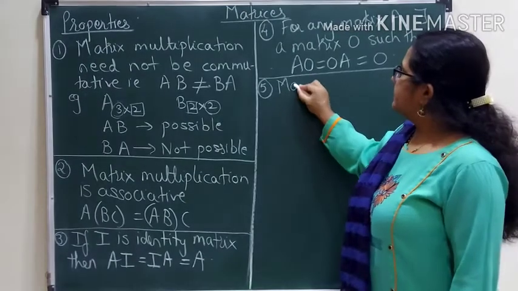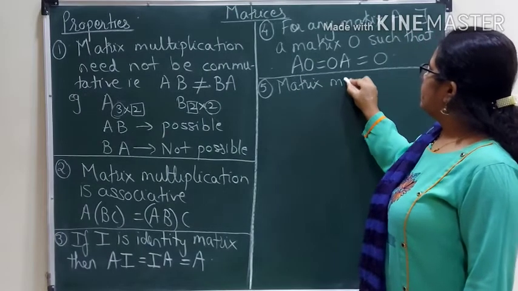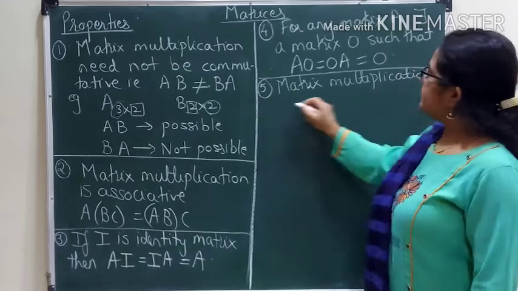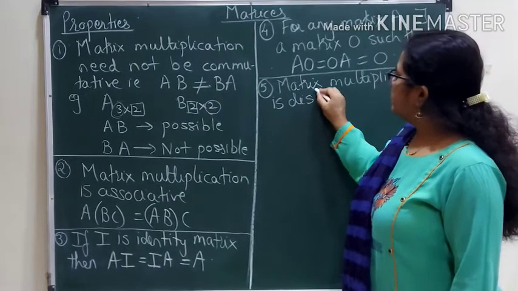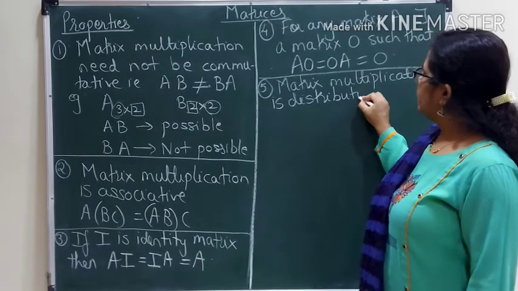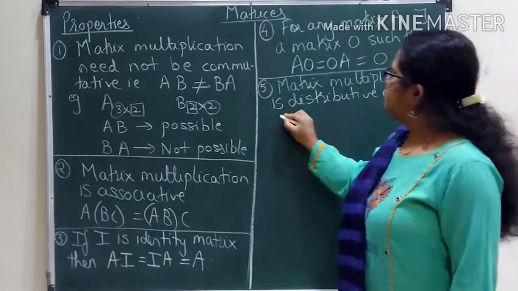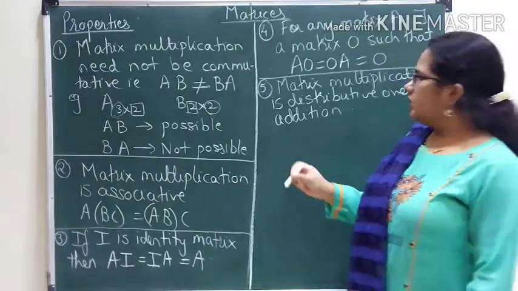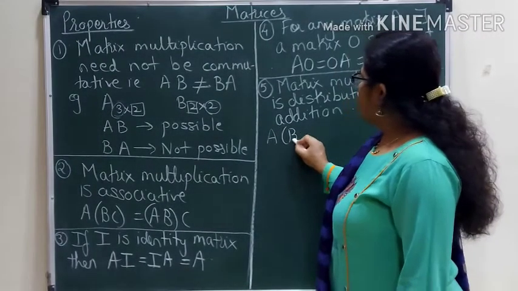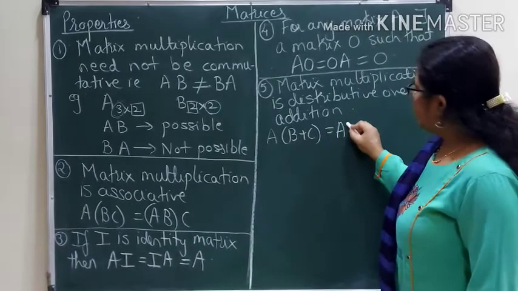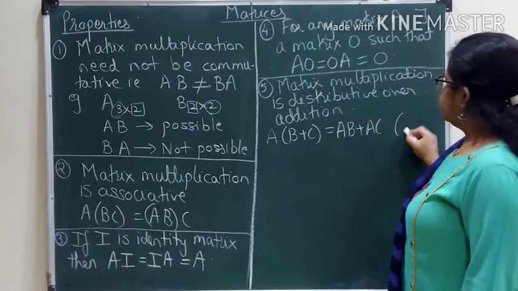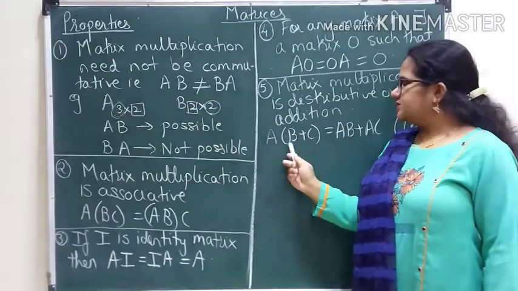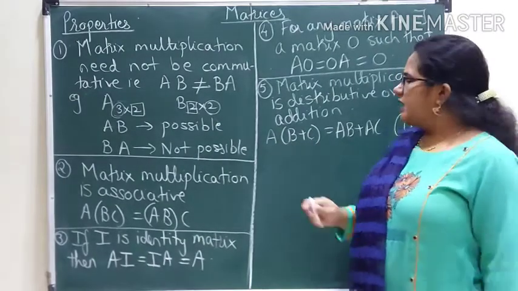Then matrix multiplication is distributive over addition. Means what? See, A into (B plus C) is equal to A into B plus A into C. This is left distribution. So matrix multiplication is distributive over addition. This is B plus C. So you can distribute multiplication over addition.